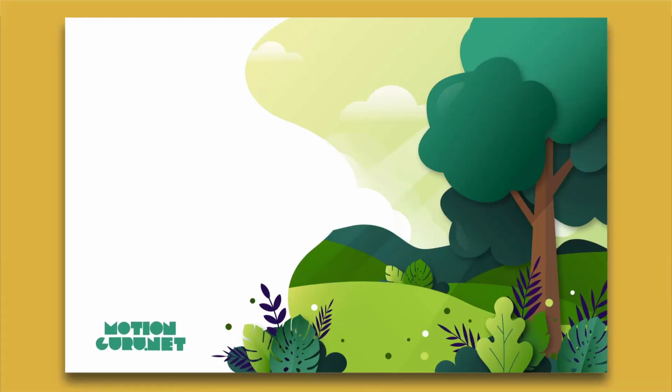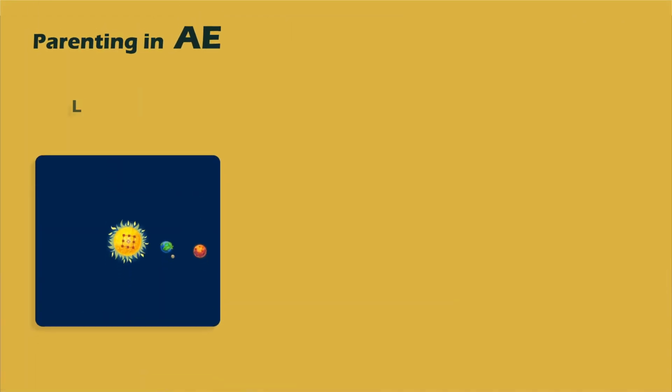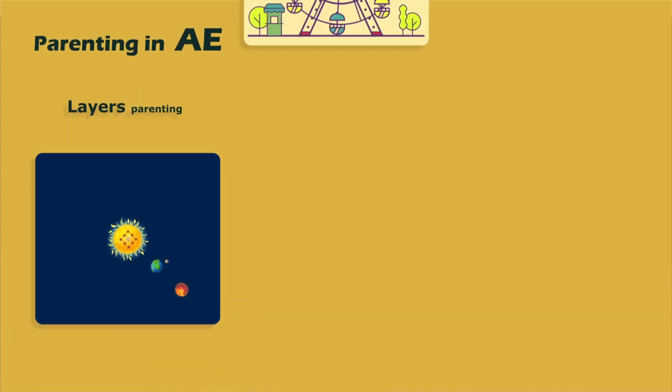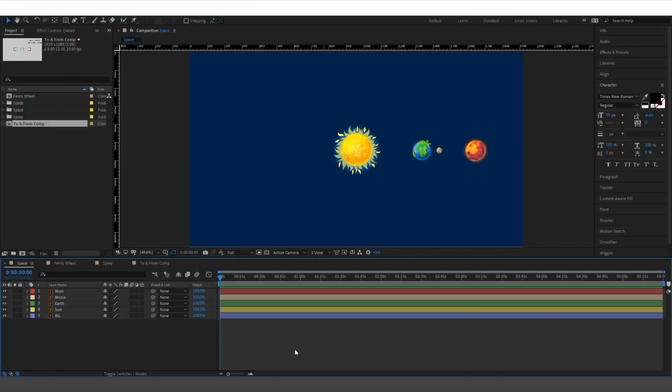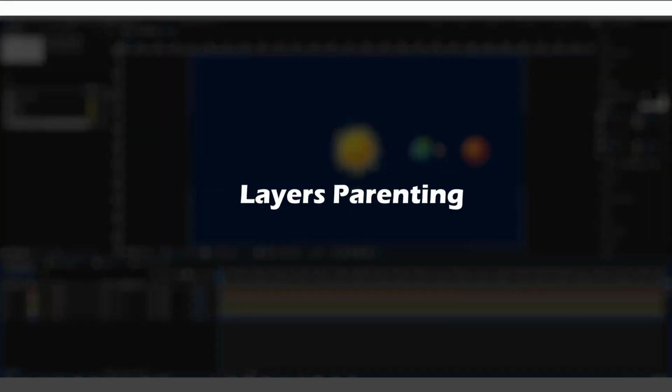Hello everyone. In this lesson, I'm going to talk about different kinds of parenting. I will begin with the simplest way of parenting, and then I will deal with more advanced kinds of it. The simplest form of parenting you can do in After Effects is layer parenting.